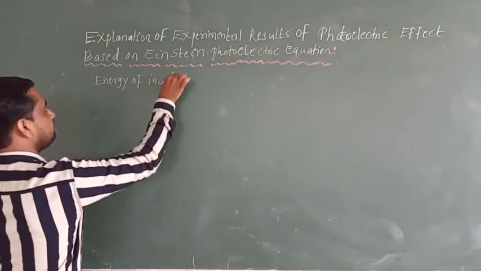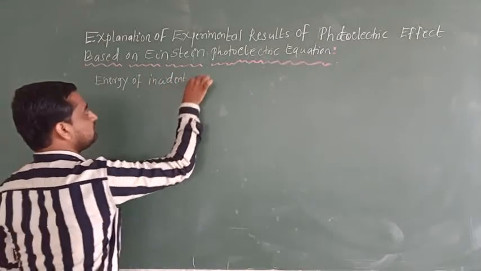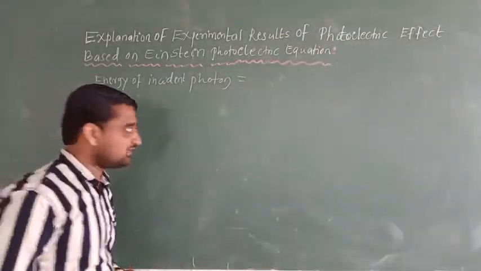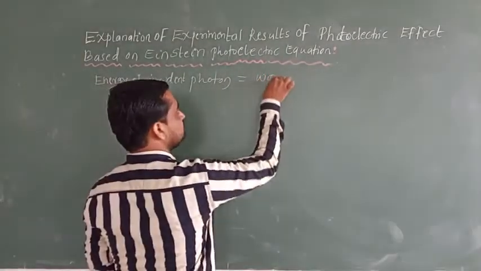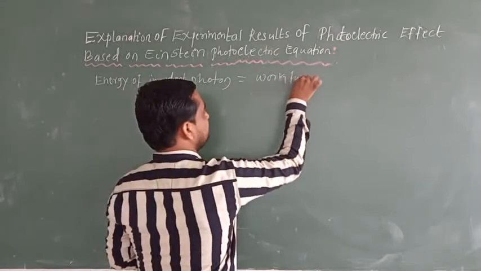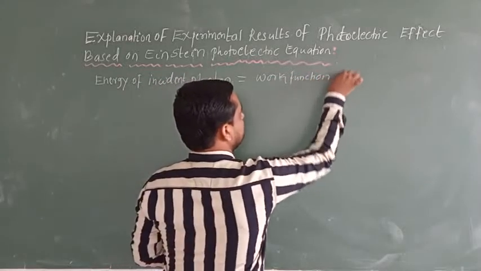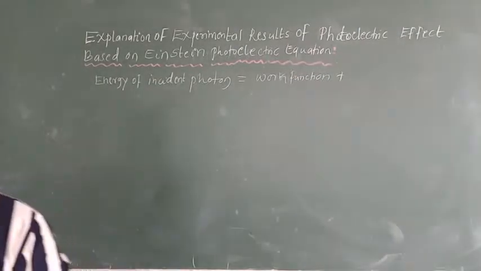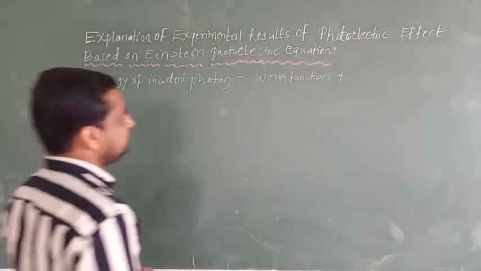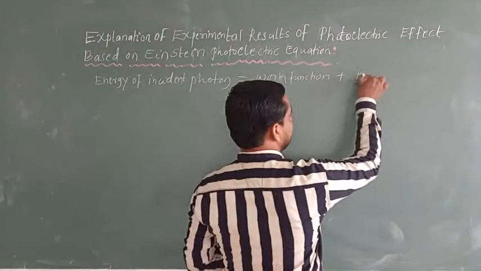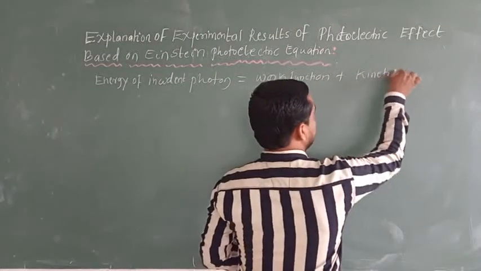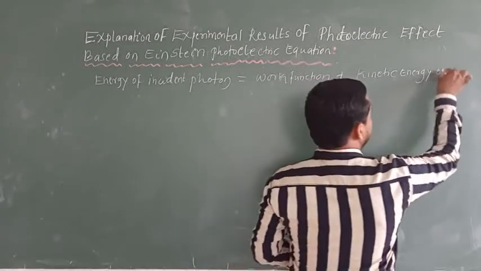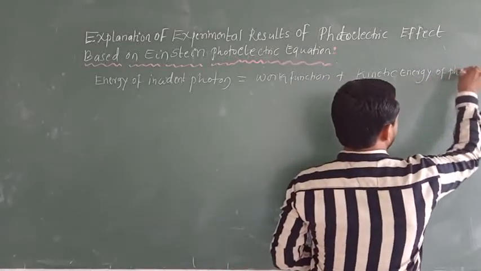The energy of incident photon is equal to what? Work function plus what? The kinetic energy of the ejected electron. That is what? Kinetic energy of photoelectrons.